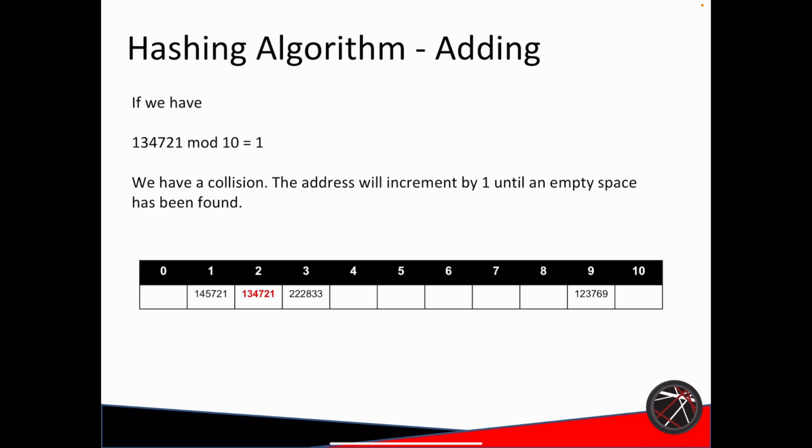When we're adding here though, we can have a problem. If we wanted to add 134721, because that would also give us a hash of 1, what would actually happen is the computer would try to put it here, but there's already data there. This causes what we call a collision, and therefore it will increment by 1 and we'll put it in the next available space. In this case, in position 2.